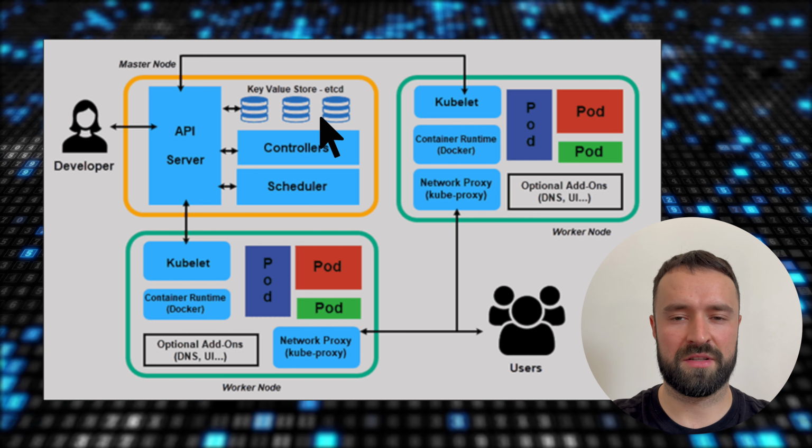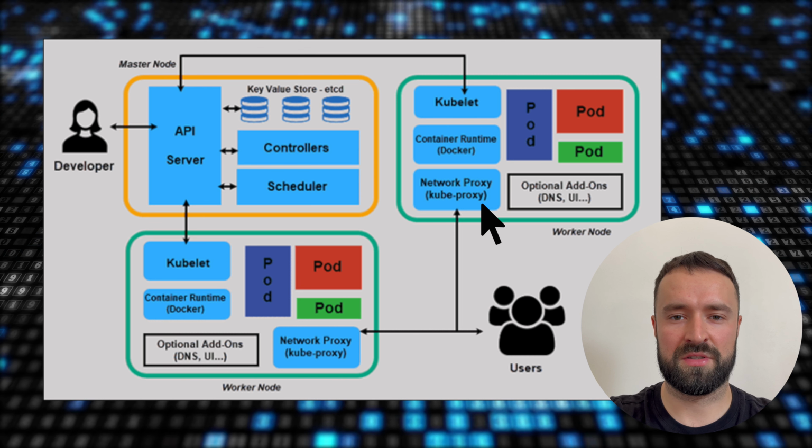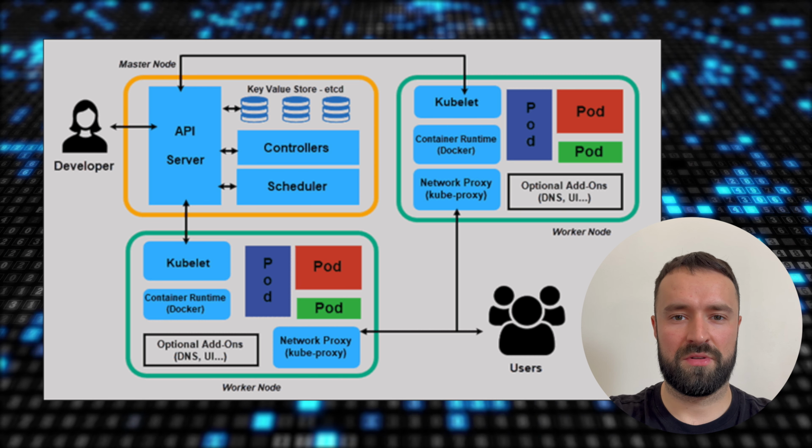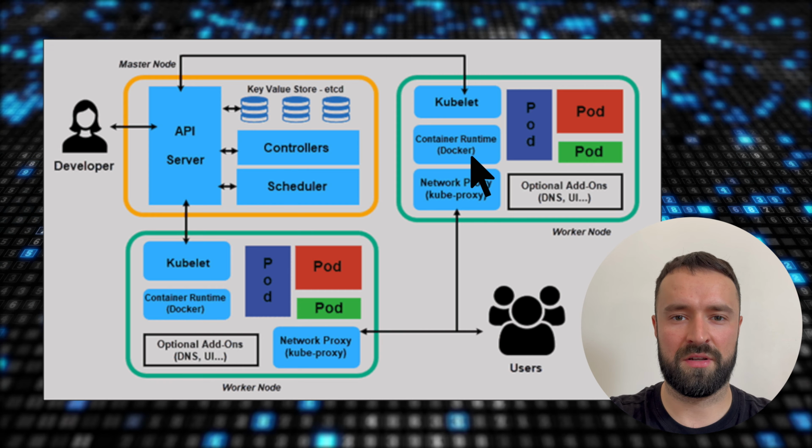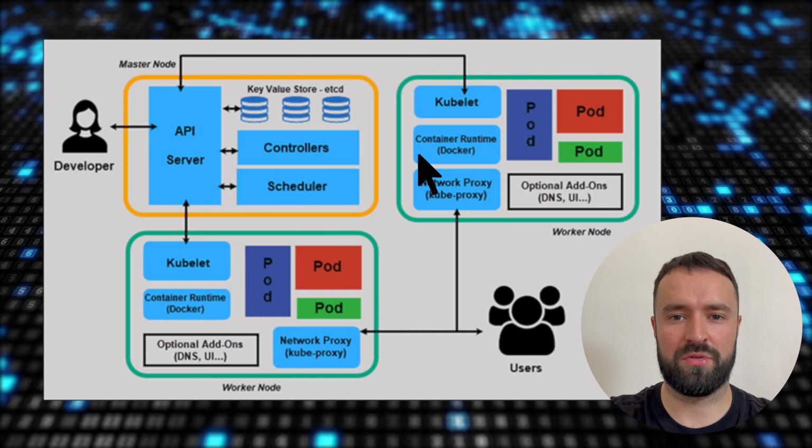Worker nodes are nodes where workloads run. They consist of the kubelet agent that talks to the API server and ensures containers are running as expected. Kube-proxy handles networking and load balancing for services within the cluster. Container runtime is software that actually runs the containers. It can be, for example, Docker.